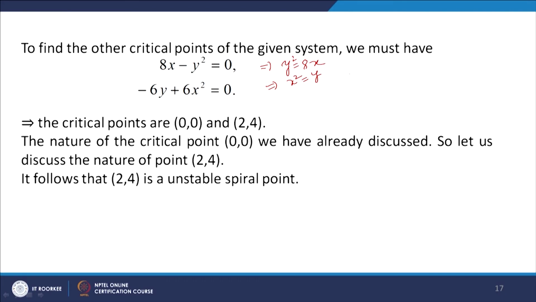So, we have y⁴ = 64x², and since x² = y, y⁴ = 64y. So, we have y(y³ − 64) = 0. So, this is y into (y − 4), since y³ − 4³, times (y² + 4y + 4²), so y² + 4y + 16 equal to 0.